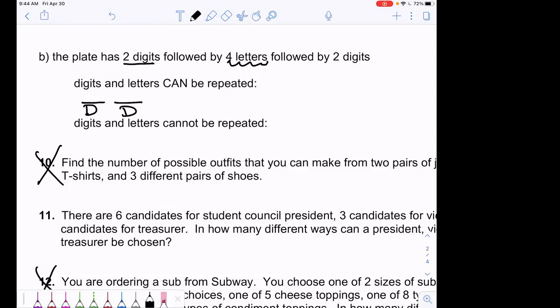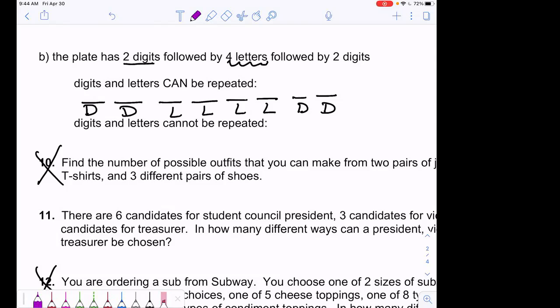And then it says 4 letters. So 1, 2, 3, 4, letter, letter, letter, letter. But then it says 2 more digits. So 2 more digits to end the license plate. So you start off with 18, and then you have a word, math, and then you have 2 more digits, 25, whatever that happens to be.